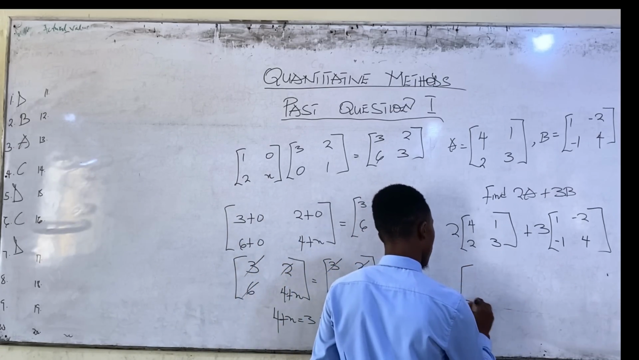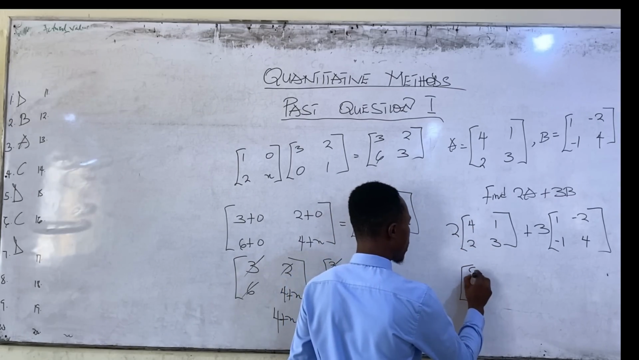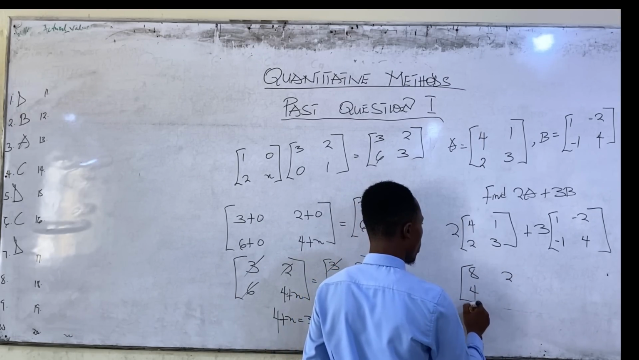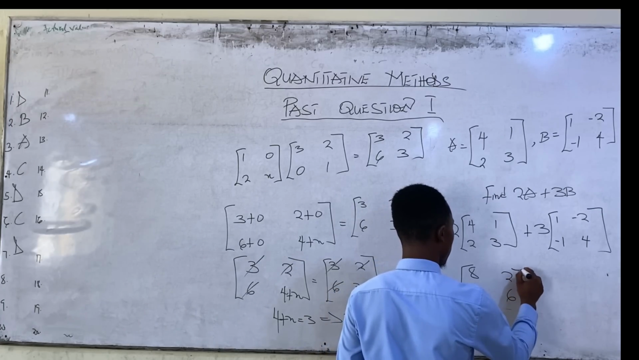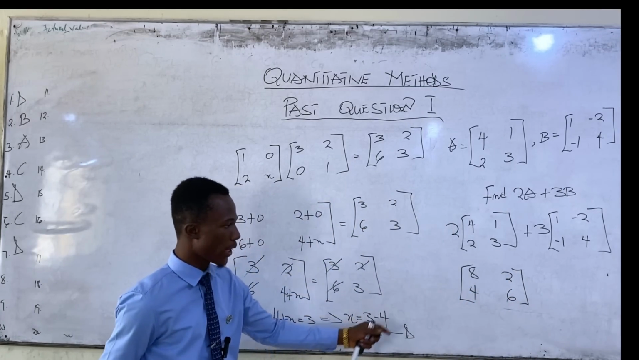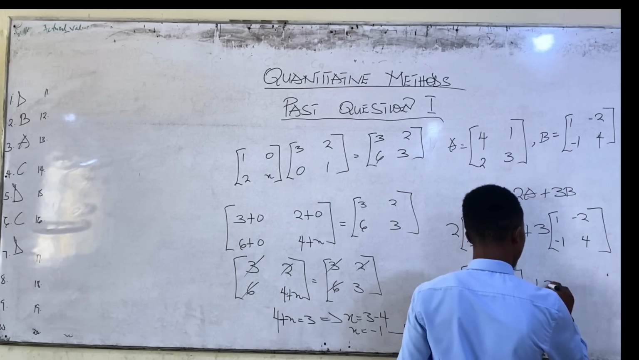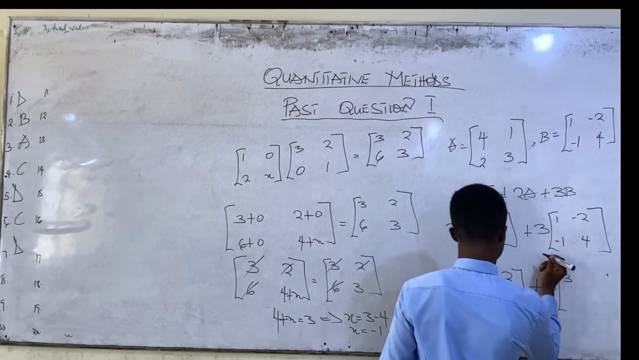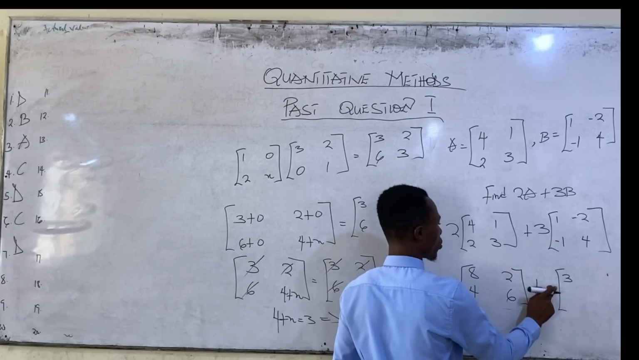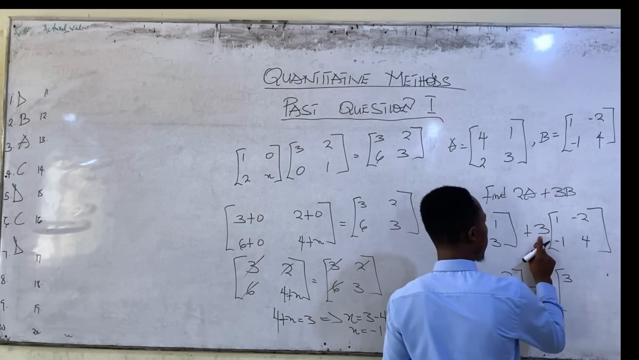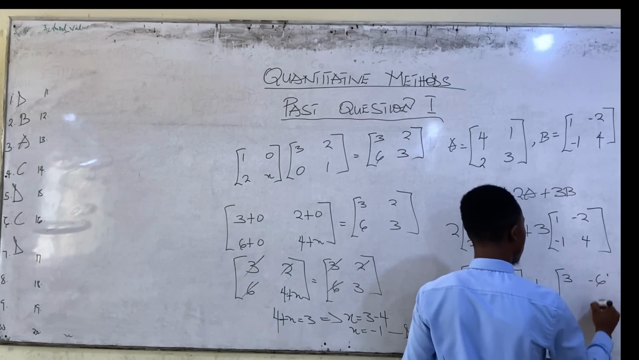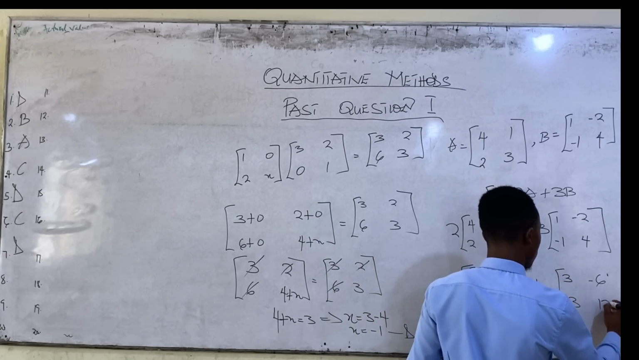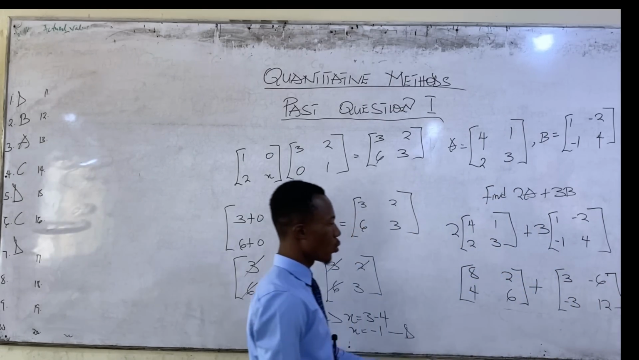So this scalar will multiply this 4 to give you 8 here, 2 multiplying 1 here to give you 2 here, 2 multiplying 2 here to give you 4 here, 2 multiplying 3 here to give you 6 here. Okay? Then we have 3. Oh, sorry. We are expanding it, so there is no need for us to bring 3. So we have 3 here. 3 times negative 2 is what? Negative 6. 3 times negative 1 is negative 3. Then 3 times 4 will give you what? 12. Okay. Alright, so now you have this.